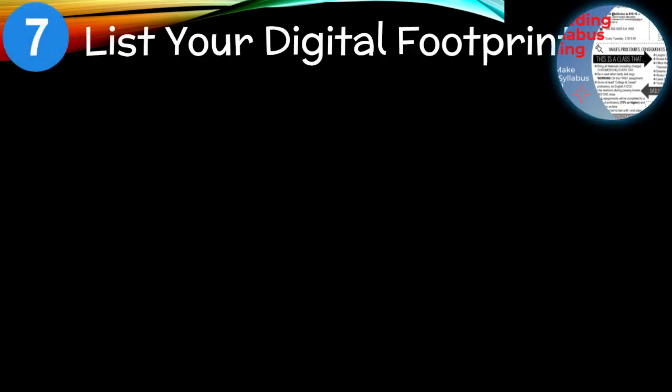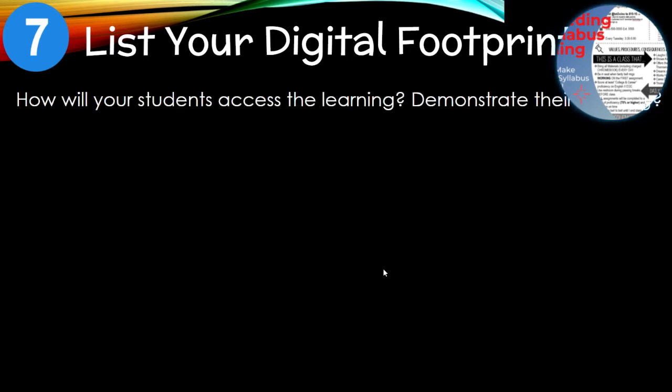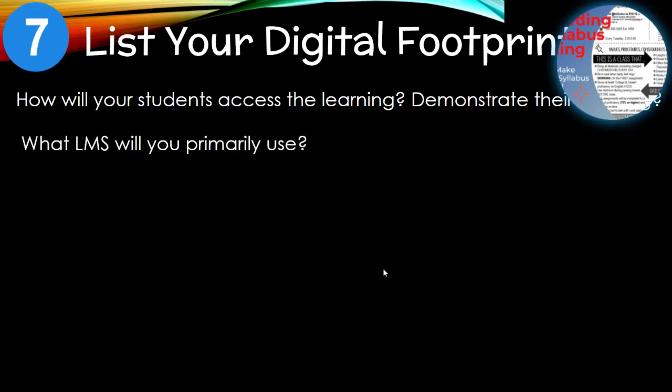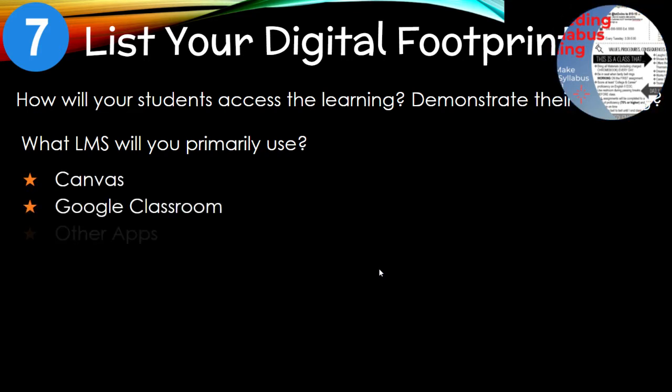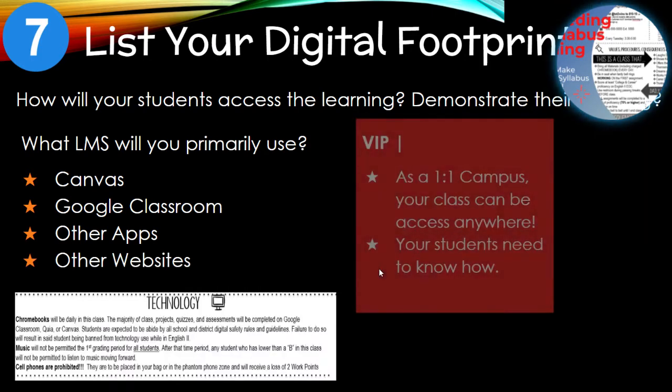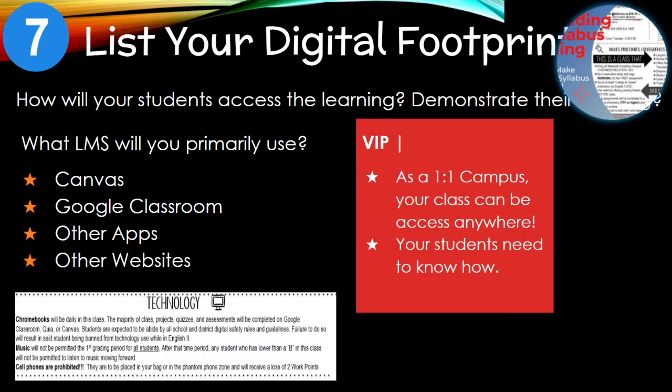All right, design tip number 7, list your digital footprint. And what I mean here is, how will your students access the learning? How will they demonstrate their learning? What digital tools are you going to use? What LMS will you primarily use? Are you going to use Canvas, Google Classroom, a combination of both, other apps, other websites, and then list that on the syllabus. That way they know.